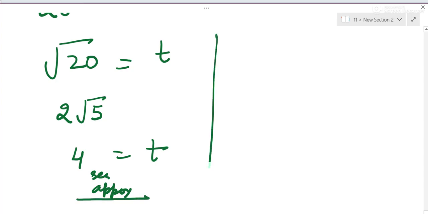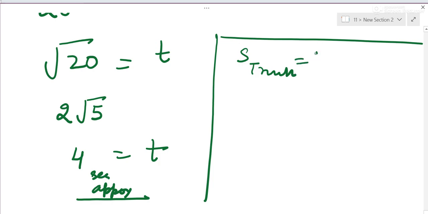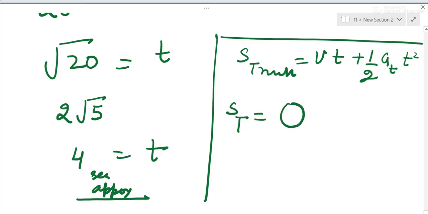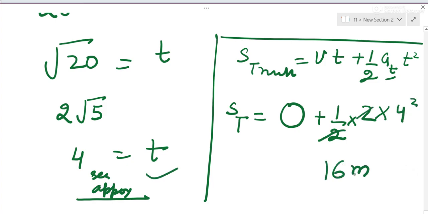Now in this time, how far will the truck go? Distance by truck is equal to u into t plus half a of truck into t square. So we have to calculate the distance of the truck. The initial velocity we will take as 0. Half, acceleration of the truck we will use, that you see in the beginning of the question, it is 2. And time is 4 square. So the 2s cancel, approximately 16 meters.